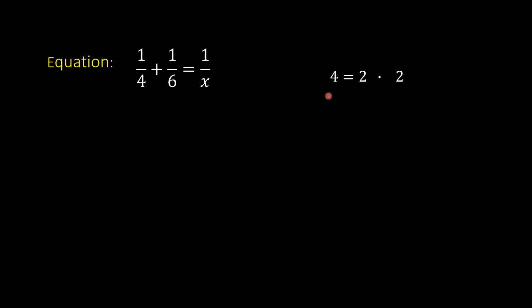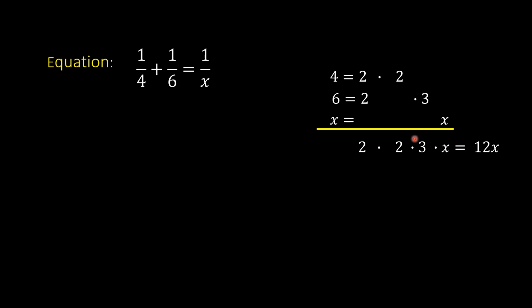Factor 4 into primes. 4 is equal to 2 times 2. And then factor 6 into primes. 6 is 2 times 3. Write 2 below 2. Do not write 3 below the other 2 here because the 3 is different from 2. And then x. Bring down 2, then 2, then 3, then x, and then multiply. 2 times 2 is 4, times 3 is 12, times x is 12x.